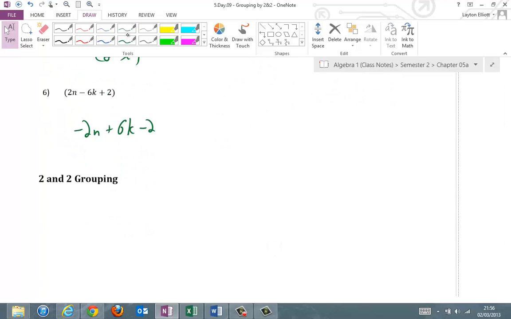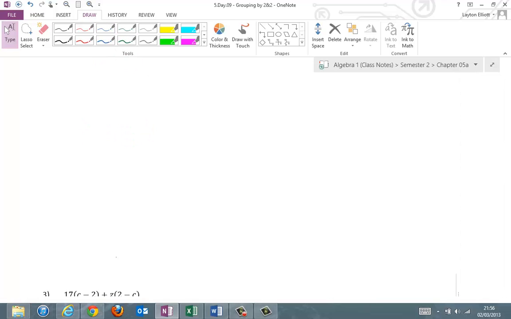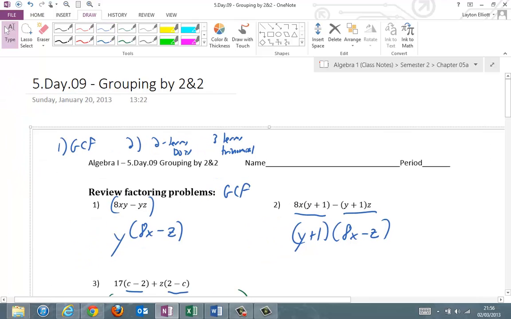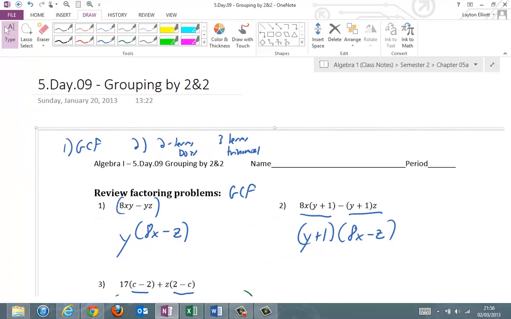This leads us to the idea of 2 and 2 grouping, which I want to go back up to the top and look at what we just did with number 1, greatest common factor. This is part of number 2. 2-term, 3-term. This is now a 4-term. This is the first time we've ever had 4-term factoring. So the 4-term, we're going to look at 2 and 2 grouping as an option.